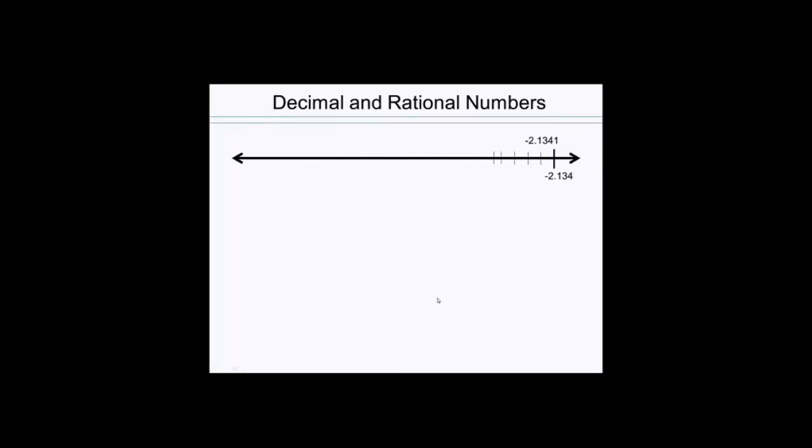One big tick mark represents -2.134. The next big tick mark represents -2.135. You can see how it's broken into 10 equal pieces, or there are 9 tick marks, and you have tenths, hundredths, thousandths, ten-thousandths place. So if you divide this into 10 equal pieces, we have 1/10,000. So each tick mark represents 1/10,000.